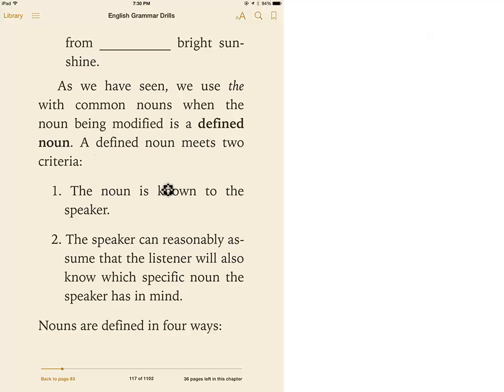And we know that a defined noun meets these 2 criteria, or these 2 things have to be true in order to use the word the. Okay? The first thing that has to be true is that the noun is known to the person that's talking. The noun is known to the speaker. The speaker knows exactly which noun he's referring to. Okay? So that's the first criteria that needs to be met.